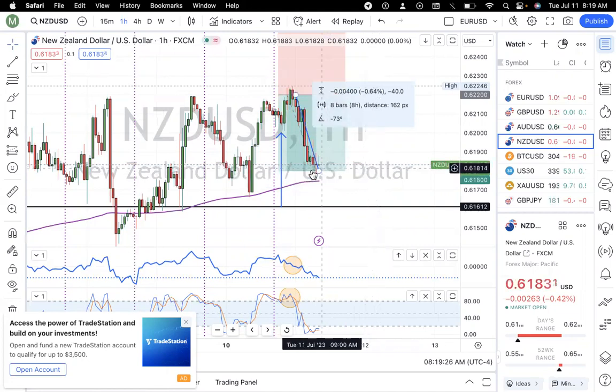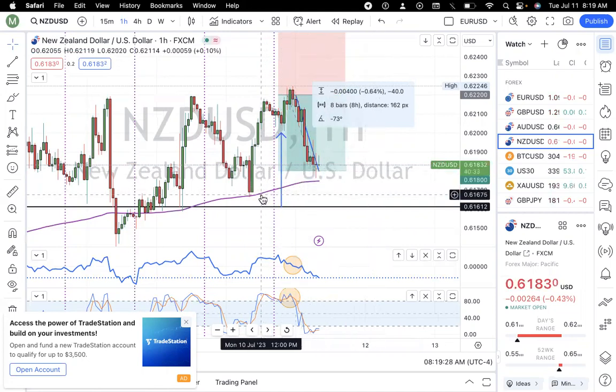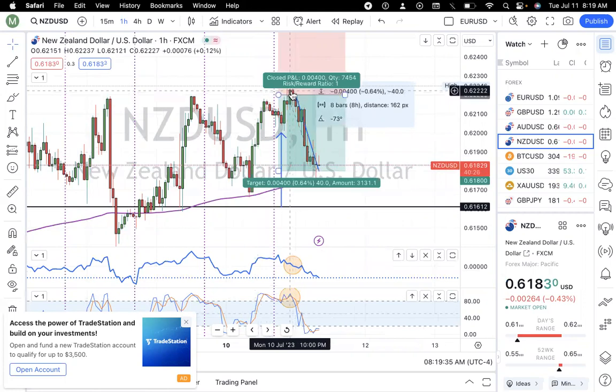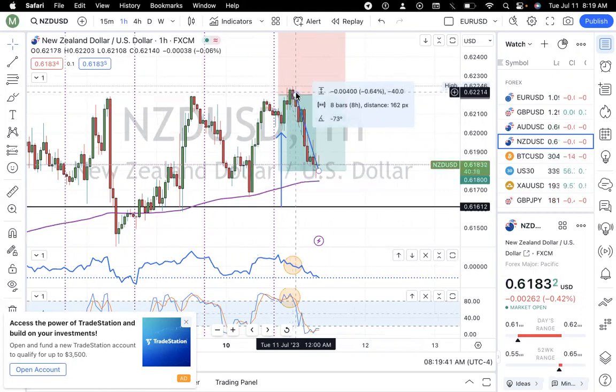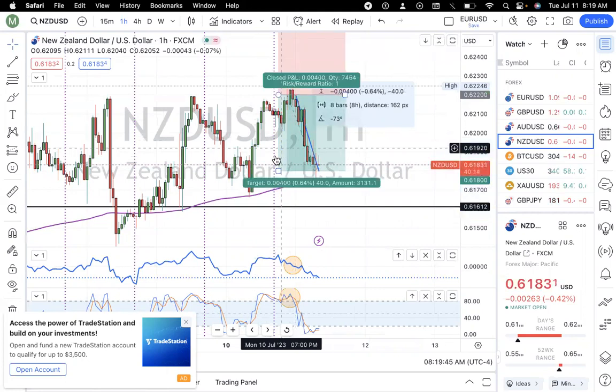Typically when I'm using this strategy, if I'm looking for a sell, I would want my candles to be below my EMA, letting me know that the trend is down. But once I start to see some liquidity or rejections happening way above the EMA, for me, that is going to let me know that the market is signaling a reversal.